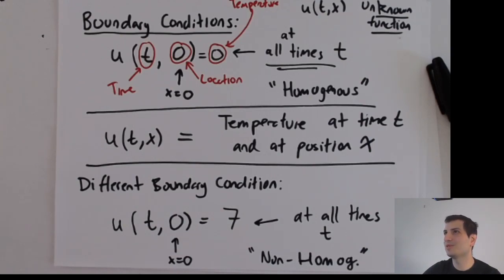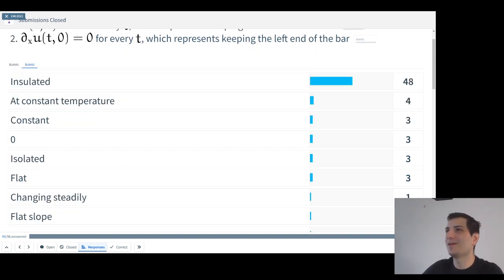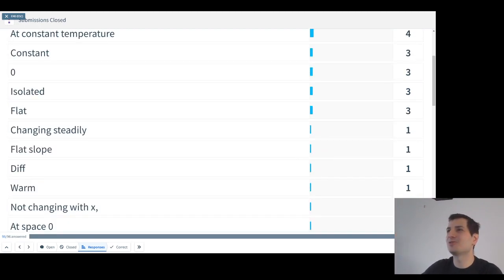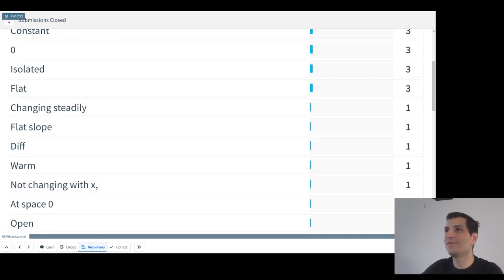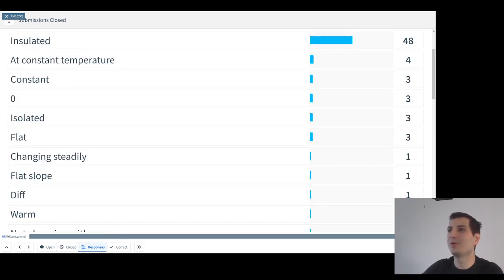Okay. What did people say in blank 2? Insulated. Lots of people said insulated. That is what I had as the right answer, so you maybe saw that and copied it. Isolated is also good. Changing steadily, flat slope. I like that, flat slope. Flat slope is describing what's happening mathematically. That's for sure, so flat slope is a good way to say it.